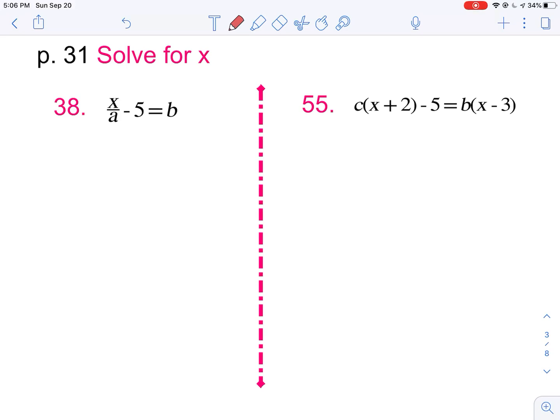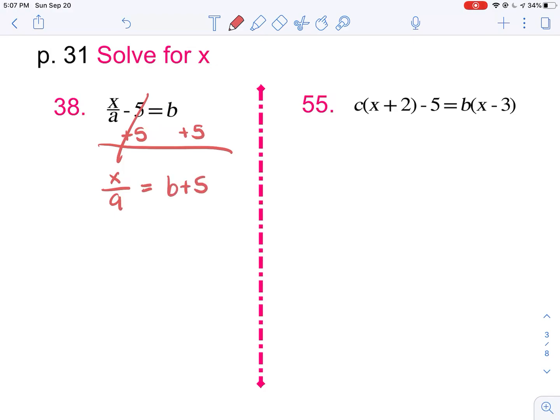Now, typically, you follow the reverse order of PEMDAS, unless there's a special case where you have to find something inside the parentheses, and we'll talk about that in the next example. All right, but here we have just a few things to get rid of. We have to get rid of the 5 and the a to get x by itself. So the first thing I'm going to do is add 5 to both sides, leaving me with x over a is equal to b plus 5.